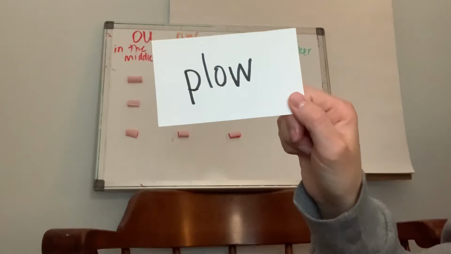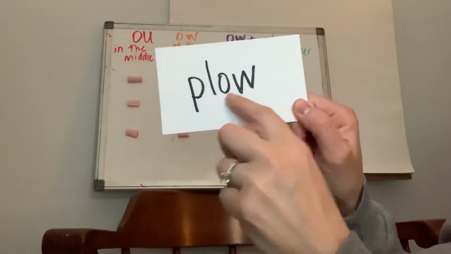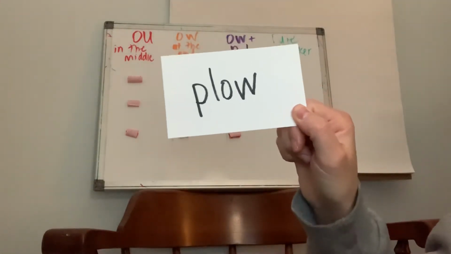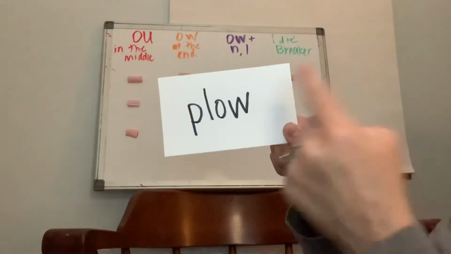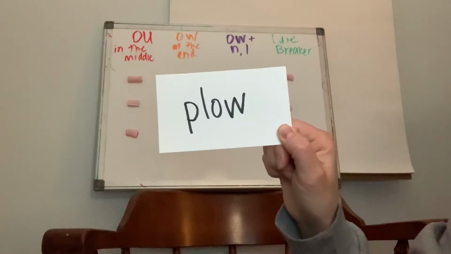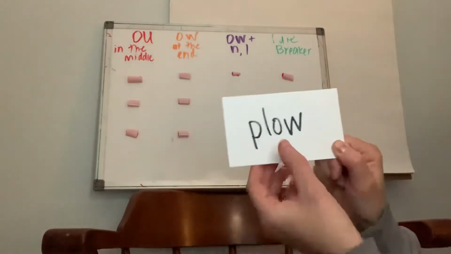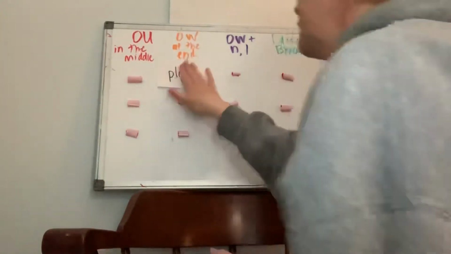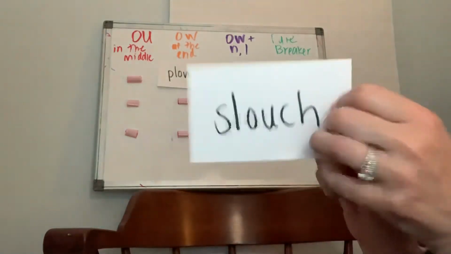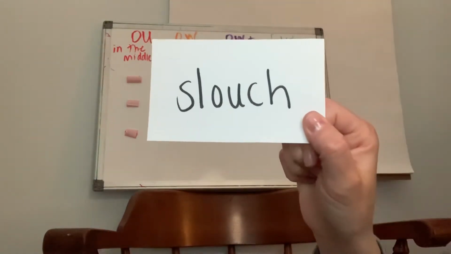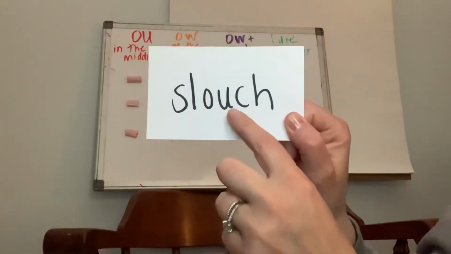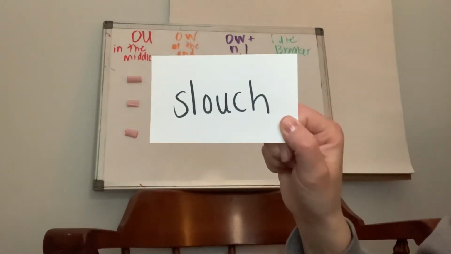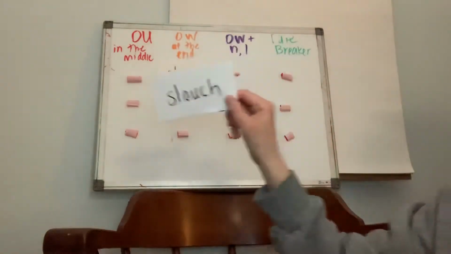Plow. I see my sound, my ow, at the end. And it's spelled the right way. It follows the rule. I hear the sound and it follows the rule. It's at the end of my word, and it's spelled with an OW. Perfect. The next word, slouch. I hear an ow sound in the middle, and it's spelled with an OU. It follows that rule. That's going to go in my red column.